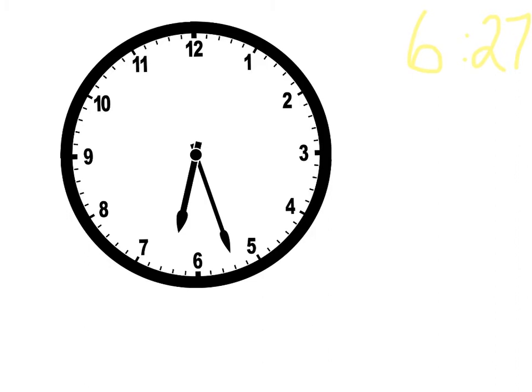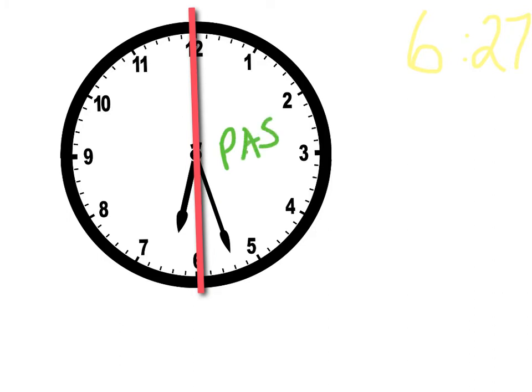way. If we draw our line down the middle and cut our clock in half, we have our past side over here and our to side over here. So we need to find where our minute hand is. Here it is. It's on this side of the red line. So we know we're going to use the word past when we say this time. We know that our minute hand has come 27 minutes around from the 12. So it is 27 minutes past.